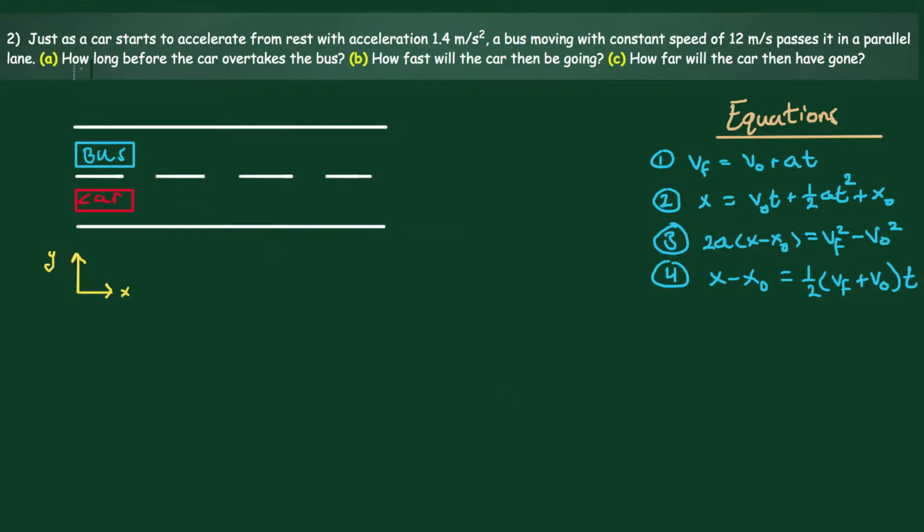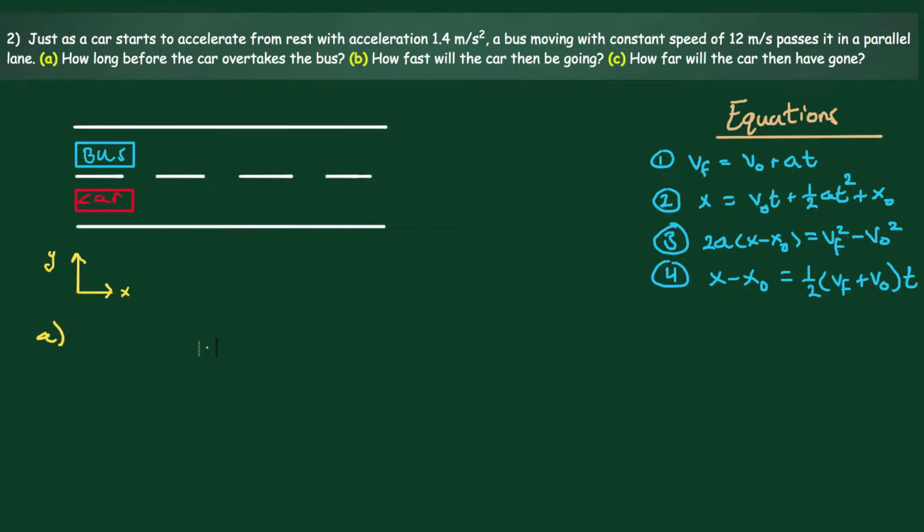Okay, so let's start with A. Part A asks us to find the time it takes before the car overtakes the bus, right? So the car starts to accelerate from rest. The acceleration of the car is 1.4 meters per second squared. So let me write down that this is part A.